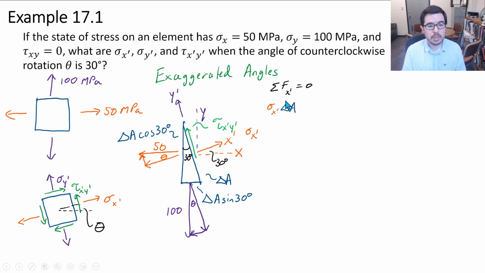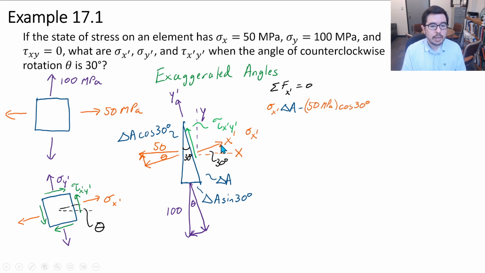As we are summing forces in the x prime direction, we often start with what we're interested in solving for. So sigma x prime is going to allow us to solve for sigma x prime. When we do the y prime case, it's going to allow us to solve for the tau x prime y prime case, right? But we can see that tau x prime y prime, since it's orthogonal to x prime, makes no contribution to sigma x prime.